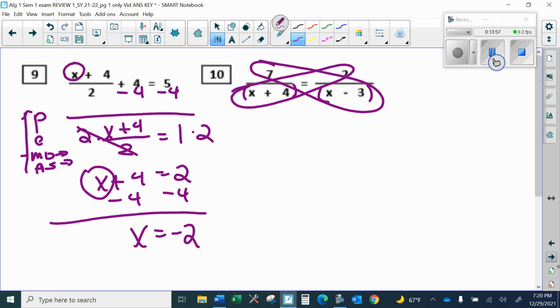Okay, I need to multiply through that entire parentheses. So I have 7 parentheses x minus 3 equals 2 parentheses x plus 4. Since 2 does not divide into 7 evenly, I'm not going to divide each side by 2 because I'm going to deal with fractions then. So now I'm just going to go ahead and distribute.